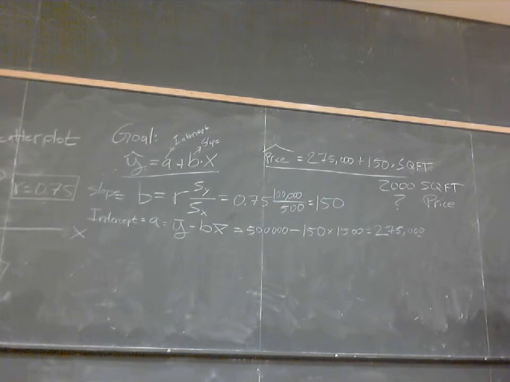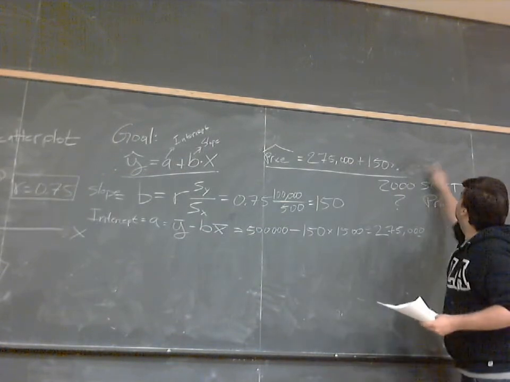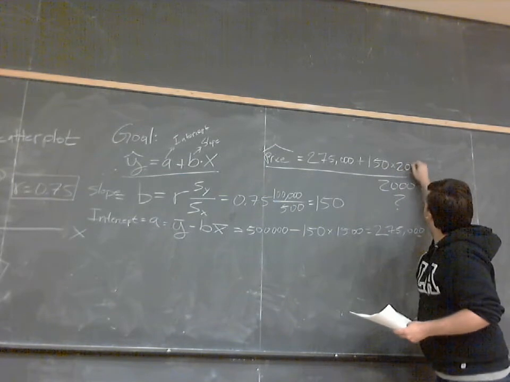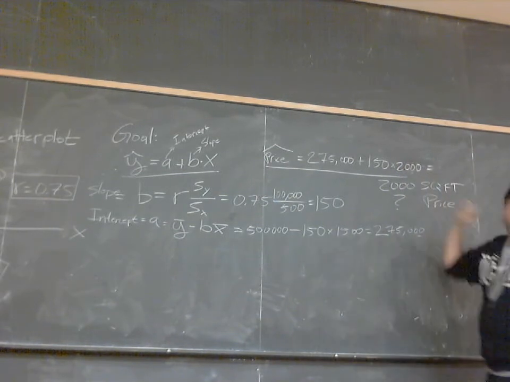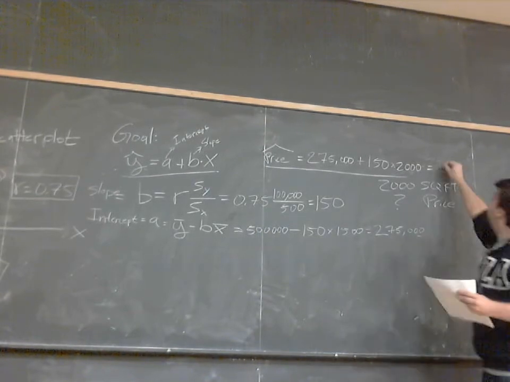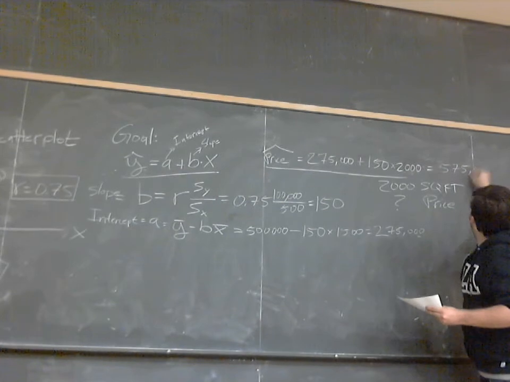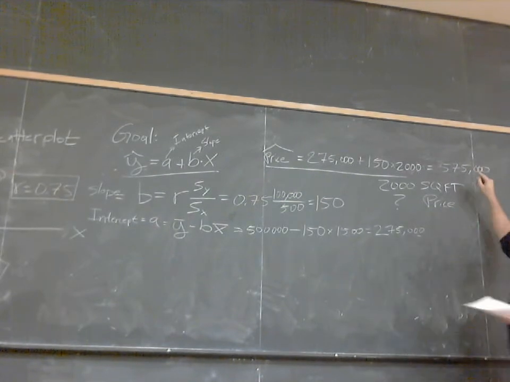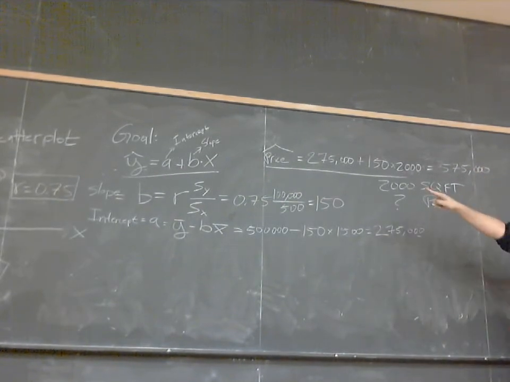Okay, so let's make our prediction for this house that is 2,000 square feet. You just plug it in for the square foot variable. I get a predicted 575,000. Again, that's predicted. That's what the little triangle over price means. Now this part will have to be given. It will be a question.